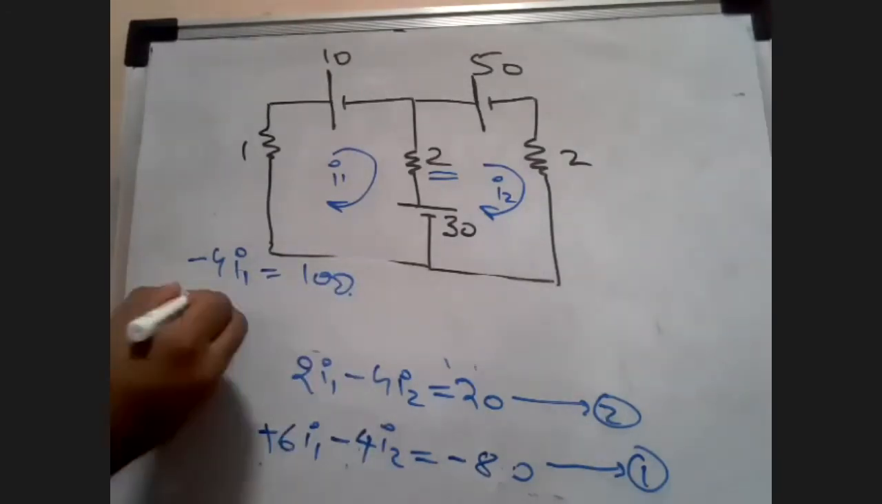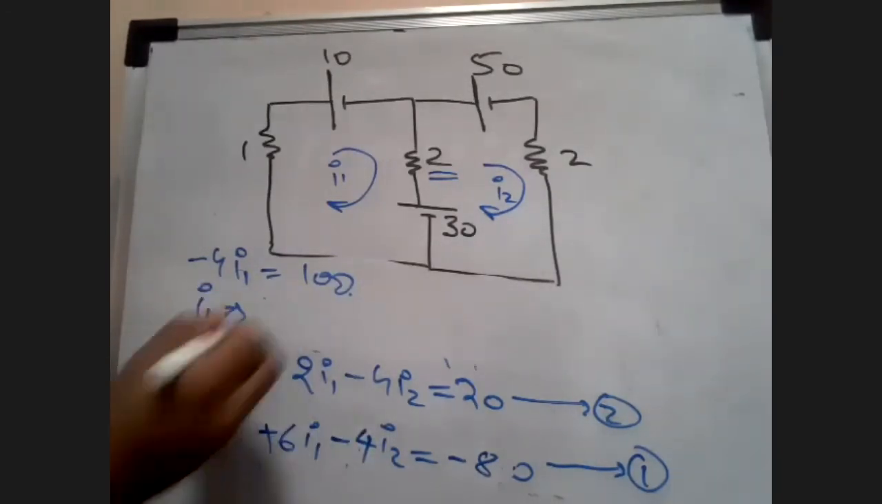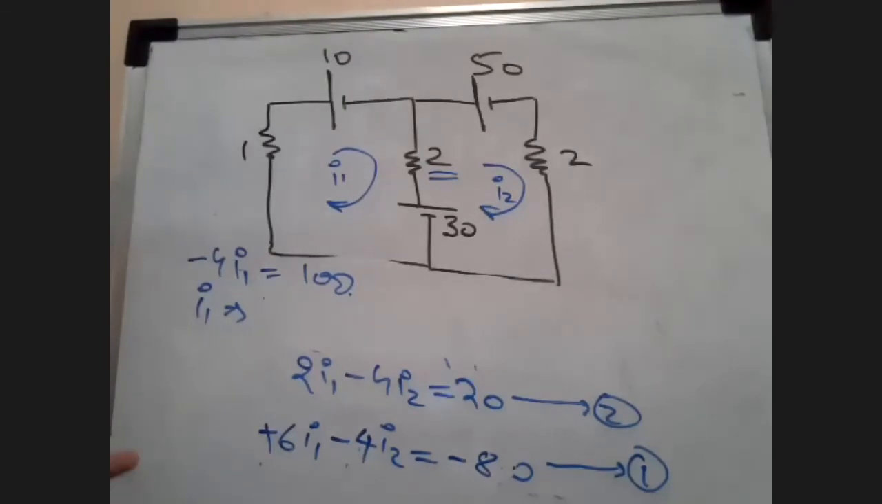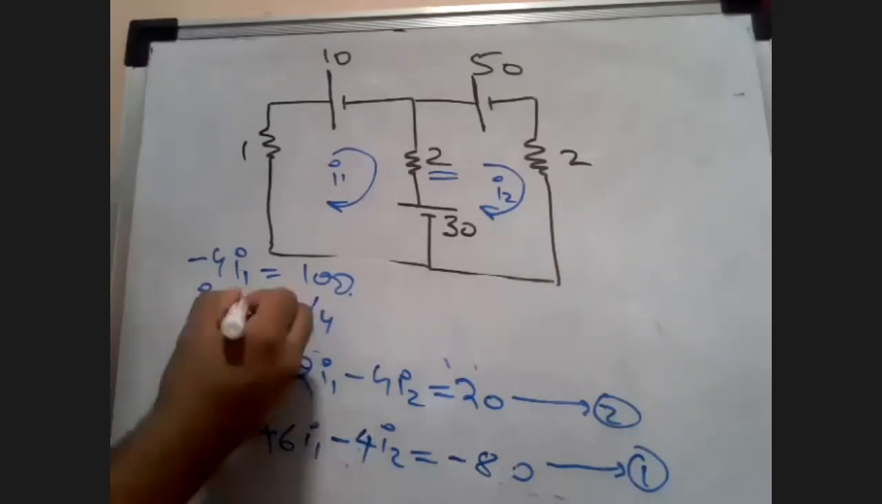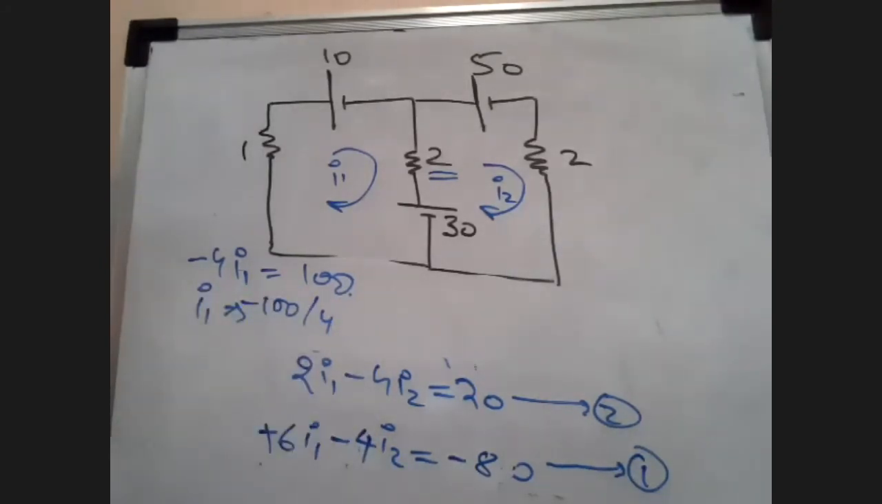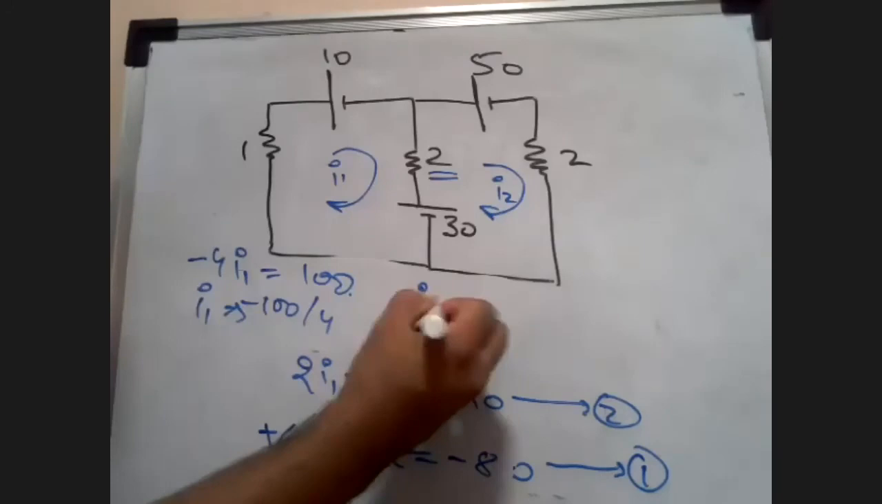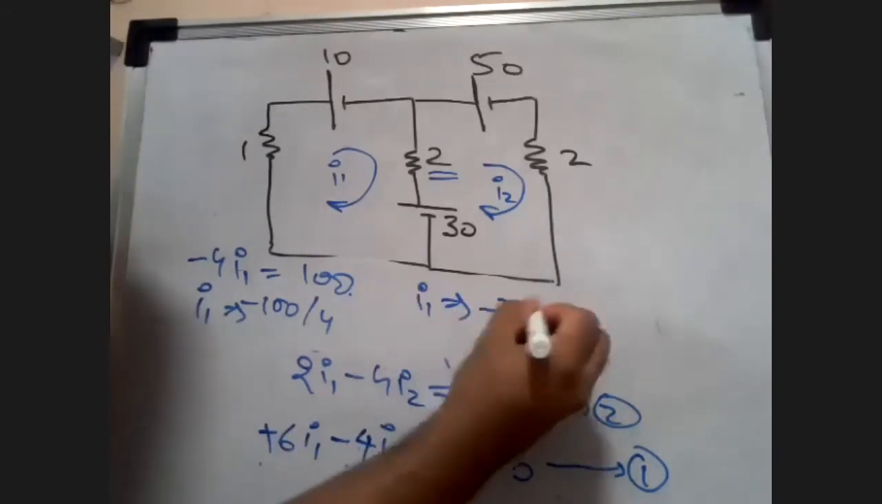So I1 is what? Am I doing it correct? Am I right? Or am I wrong? So I1 is equal to 100 by 4, and that is how much? Have you all got this answer? Everyone is getting? Okay, so I1 is turning out to be minus 25 amps.